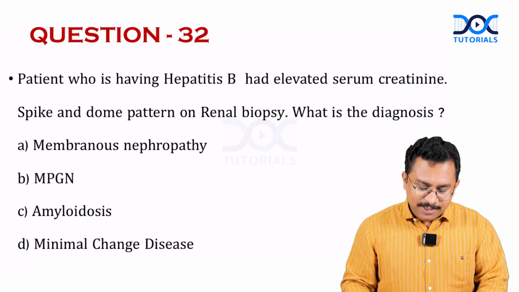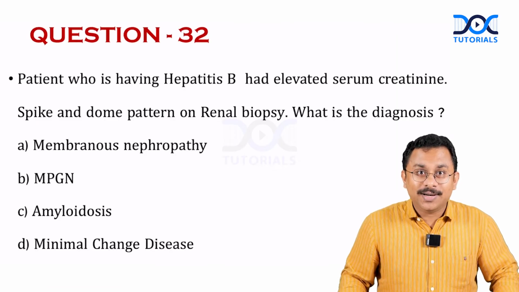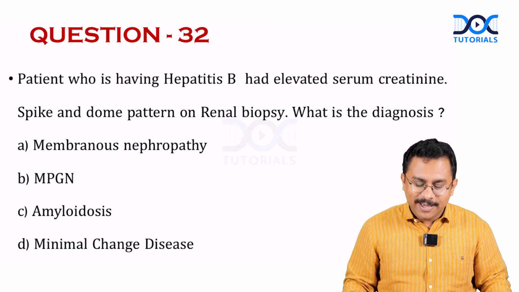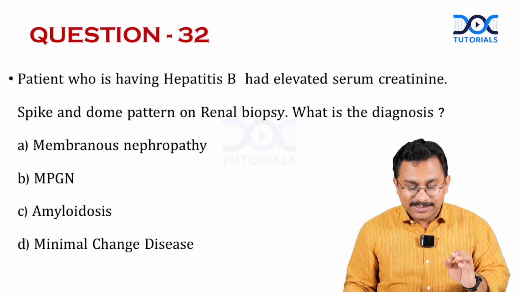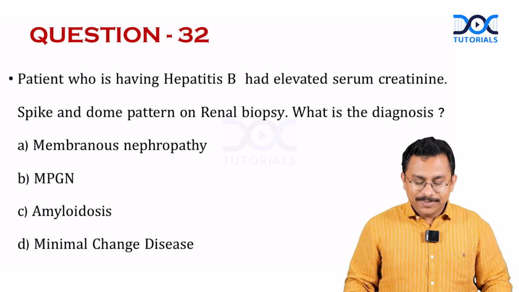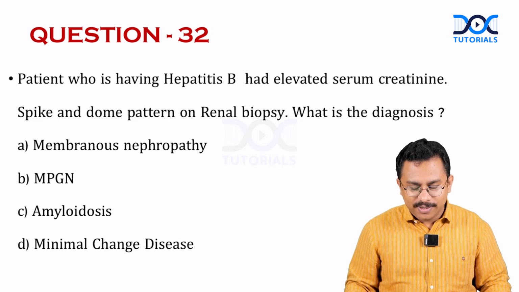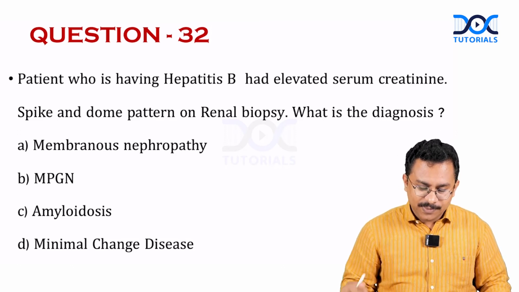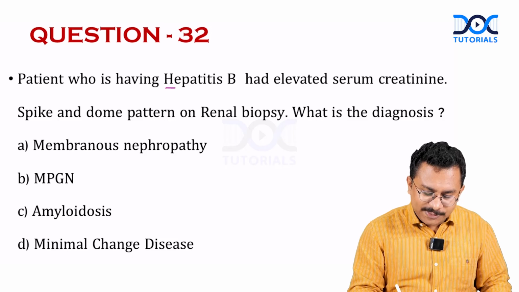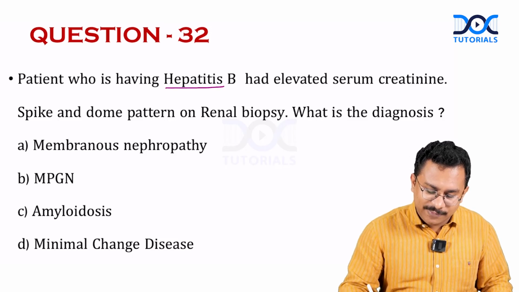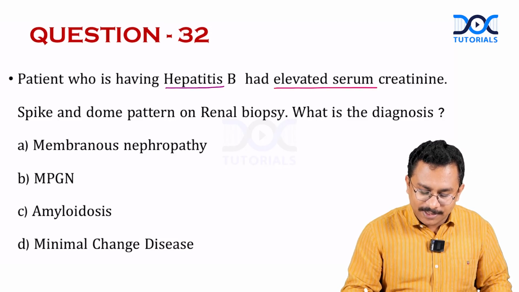Coming to next question, question number 32. Patient who is having hepatitis B had elevated serum creatinine. Spike and dome pattern was seen on renal biopsy. What is the diagnosis? So background of a hepatitis B. Okay, patient is now having an elevated serum creatinine.